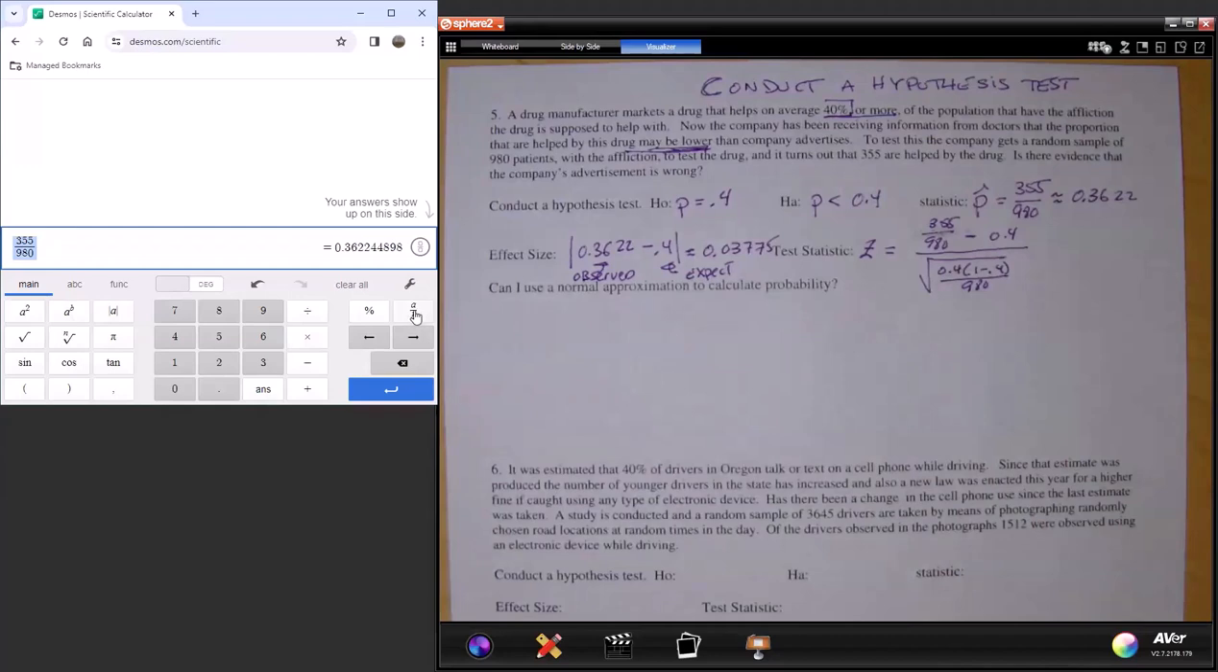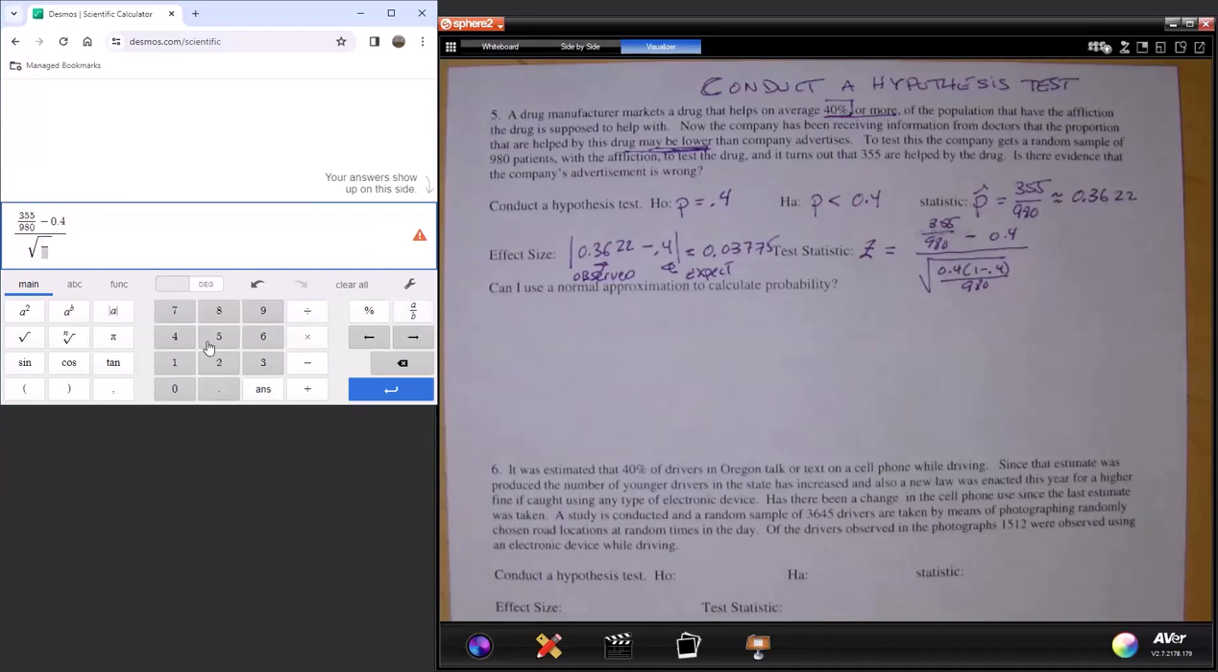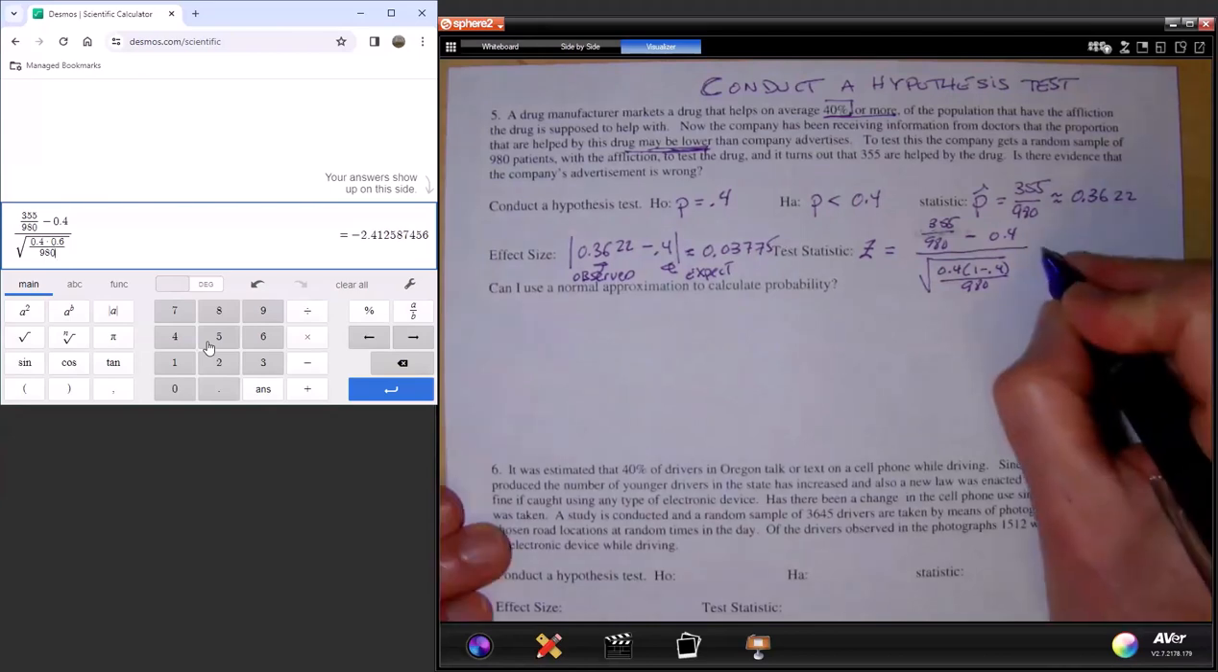I have multiple fractions here, so I'm going to put one fraction for the numerator, and then the numerator has another fraction, so I'm going to click again. Type 355, divide this by 980, minus 0.4. Take the square root. I'm doing this in decimals. Again, click the fraction symbol. 0.4, and I can do the other calculation in my head, 0.6 divided by 980. And there is my test statistic.